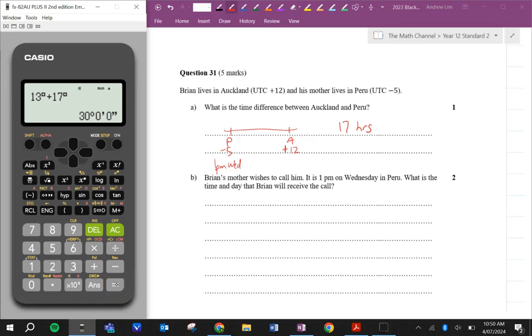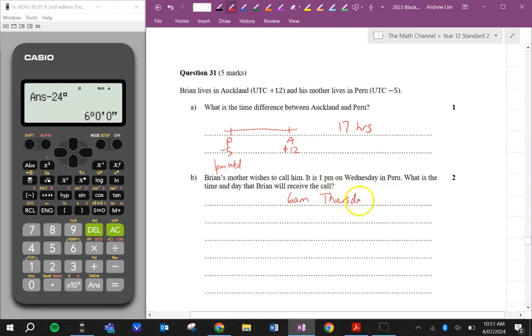That's more than 24 hours, so I'm going to minus 24 hours. And that tells me that's 6 a.m. So it'll be 6 a.m. the next day, because it's ahead. So this is going to become Thursday.